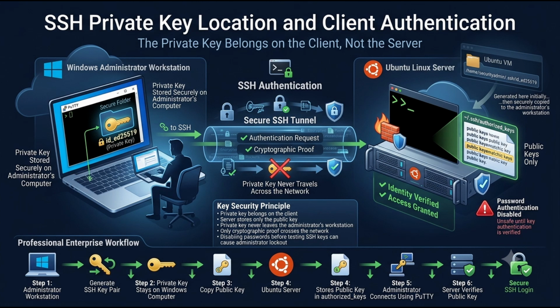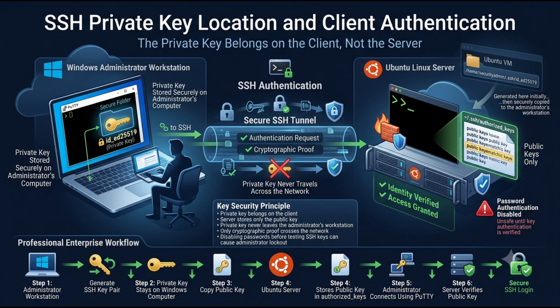The typical enterprise workflow looks like this. First, an administrator generates an SSH key pair on their workstation. The private key remains securely stored on the administrator's computer. Only the public key is copied to the Linux server. When the administrator connects through SSH, the client uses the private key to prove its identity, and the server verifies that identity using the stored public key.